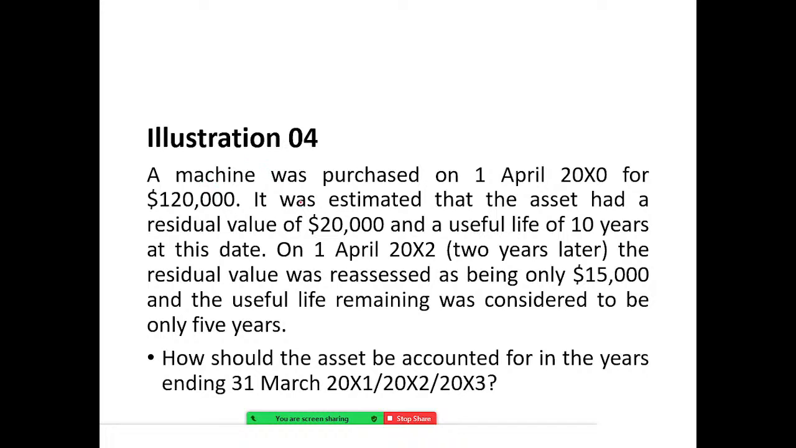Illustration: a machine was purchased on 1st of April 2010 for 420,000. It was estimated that the asset had a residual value of 20,000 and a useful life of 10 years on this date. So it was purchased for 420 and its residual value on this date is 20. So useful life is 10 years.